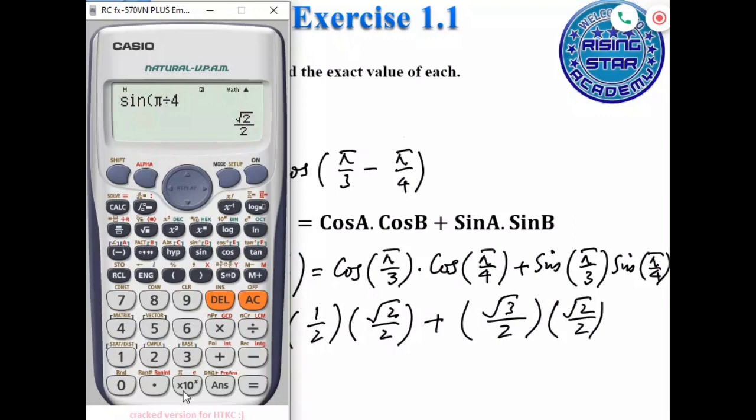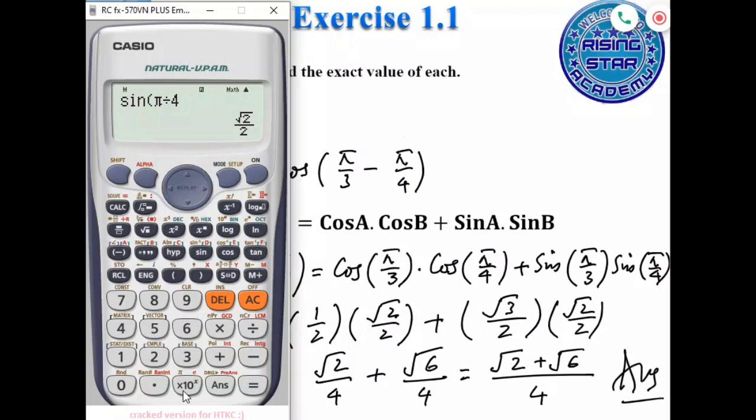Now I would simplify. So square root 2 by 4 plus square root 6 by 4. So take the LCM as 4. So the numerator would be written as it is. That would be our final answer. Thank you.